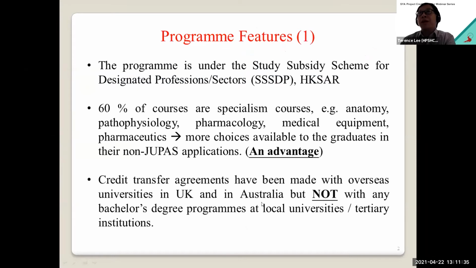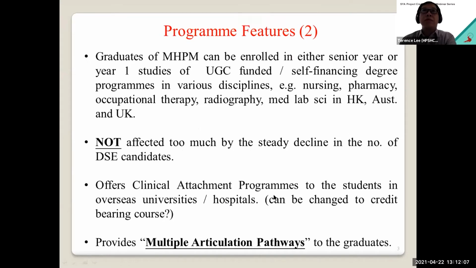60% of the courses can be specialist courses, including anatomy, physiology, pathophysiology, and pharmaceutics. These courses are the core modules in health science degree programs offered by local or overseas universities, so it will be an advantage to our students. They can have more choices in their articulation applications. We have credit transfer agreements made with overseas universities, but not yet any agreement made with local degree programs.